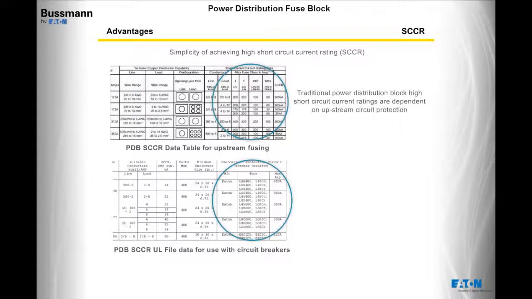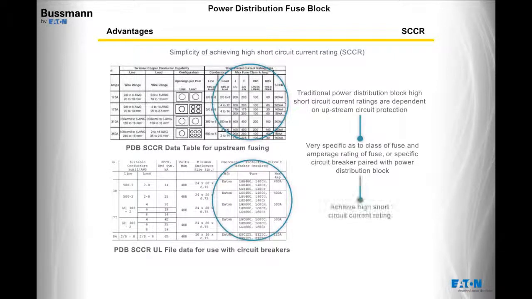Traditional power distribution block high short-circuit current ratings are dependent on upstream circuit protection. These ratings are very specific as to the class of fuse and the amperage rating of the fuse, or the specific circuit breaker paired with the power distribution block to achieve a high short-circuit current rating.